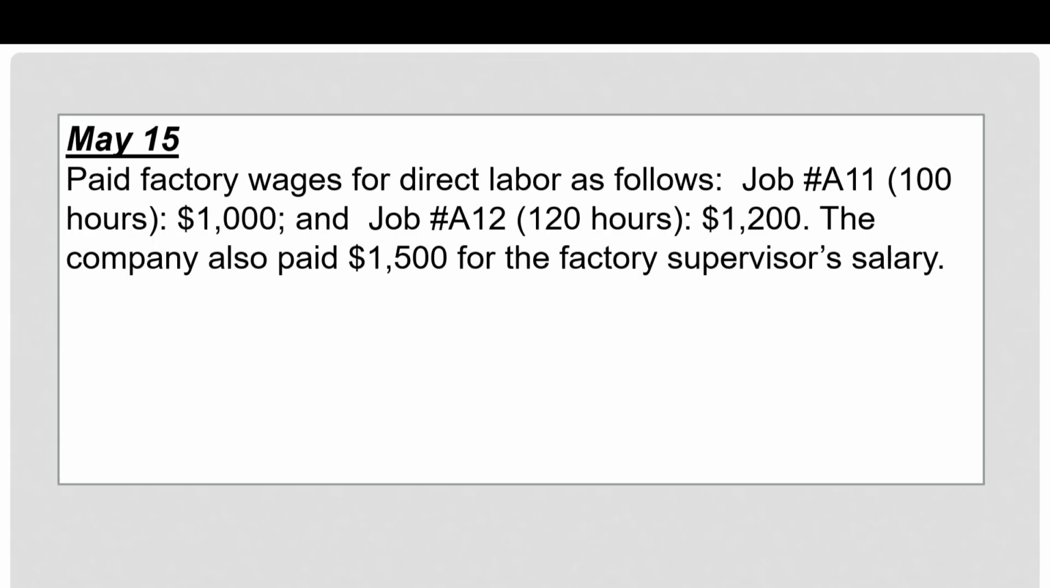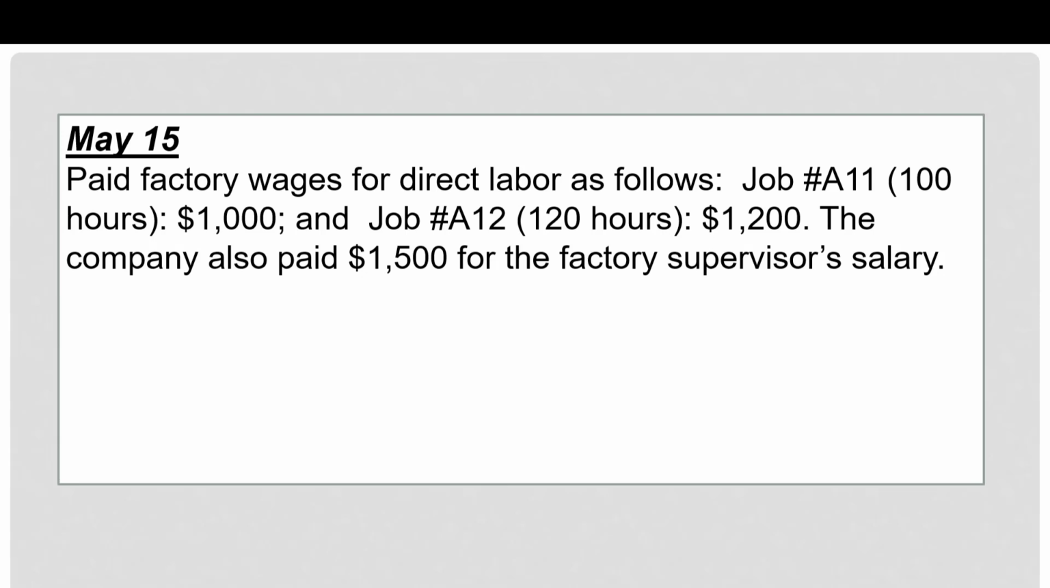May 15th, paid factory wages for direct labor as follows. Job A11, 100 hours, $1,000. Job A12, 120 hours, $1,200. The company also paid $1,500 for the factory supervisor's salary.